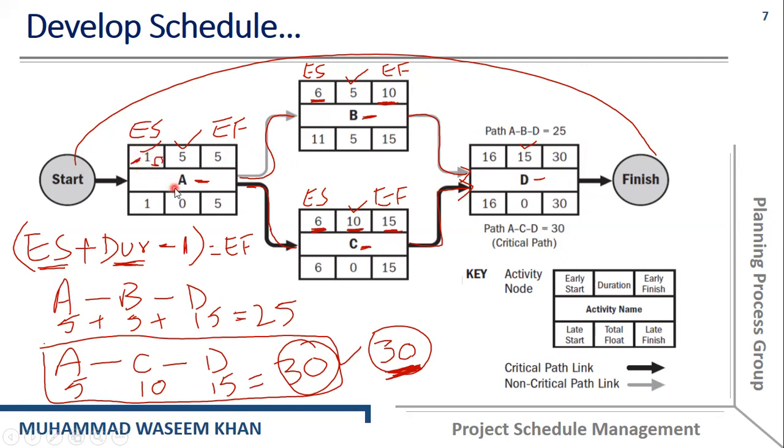We will discuss in the coming slides how to find the earliest start and earliest finish of different activities if the project starts on day zero. So this was the forward pass.